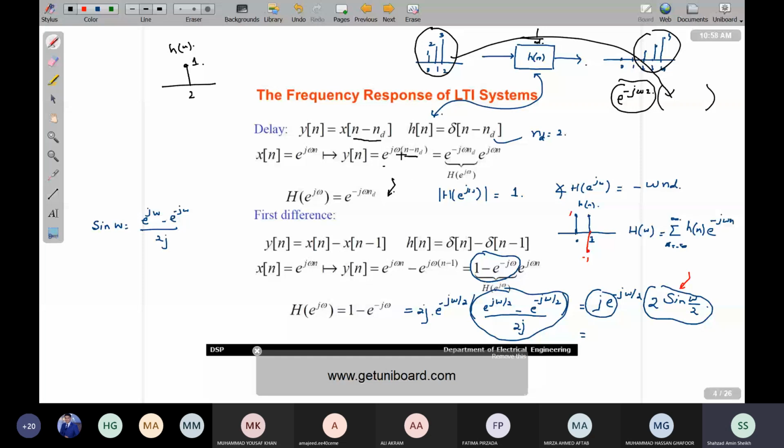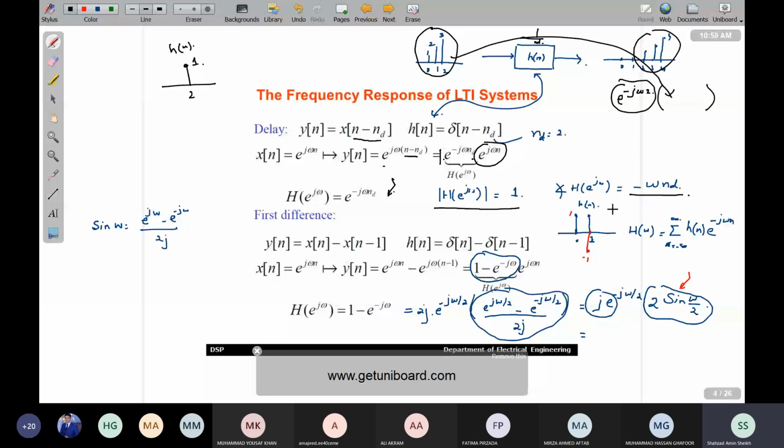This is equal to exponential j omega n multiplied by exponential minus j omega nd. That was your complex exponential, the eigenfunction. You throw it out, and the rest is the frequency response of the system. If you are interested in knowing the magnitude of this, the magnitude is 1, because the magnitude of every exponential term is 1. So that's the magnitude, and the phase response is associated with the exponential j. So that is minus omega nd. So that's the phase response of the system, minus omega nd.